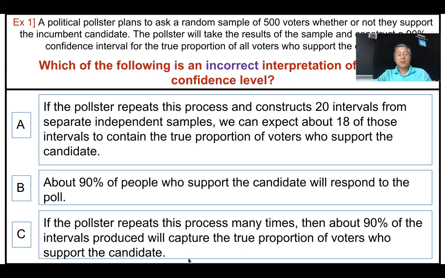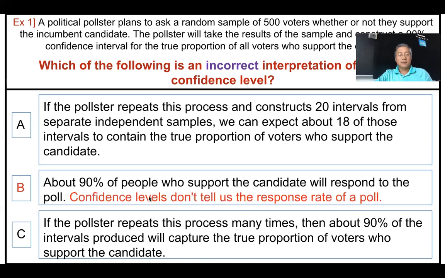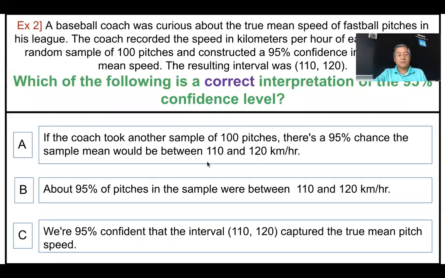Which one is wrong? B is wrong, right? So A and C are correct. So confidence levels don't tell us the response rate of a poll. This is wrong. So while you are looking at these examples, I want you to be familiar with what the confidence level is. All right, let's see the second example.